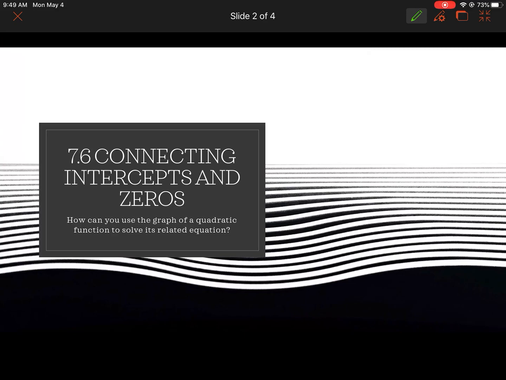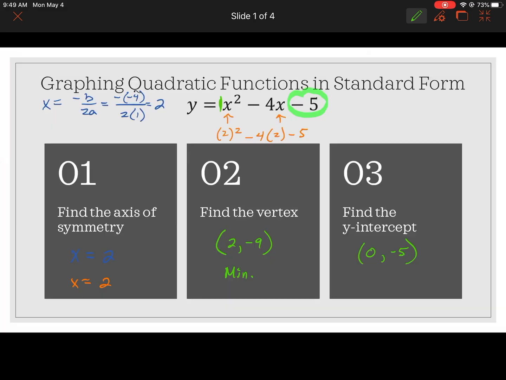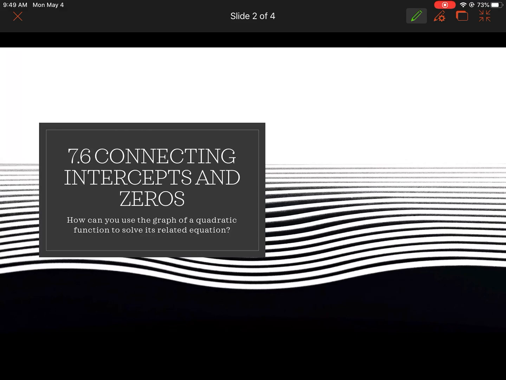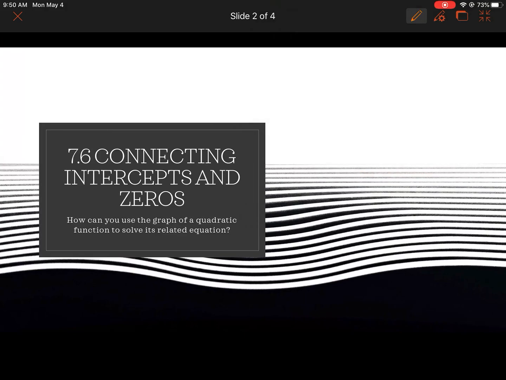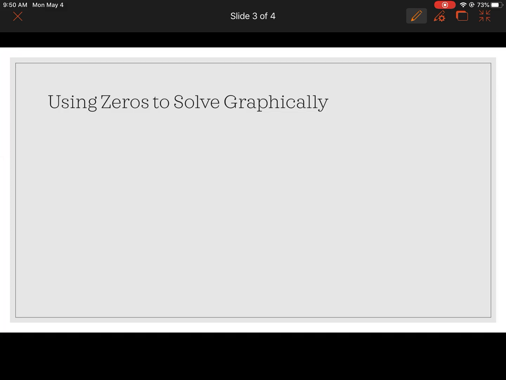Our main points when we start applying these concepts to real situations are going to be, let's back up a second, the vertex, an important point. Our y-intercept usually tells us where things start from. And then thirdly, our x-intercepts, or our zeros. Okay, very important piece of information as we solve. So let's talk about how we can use the graph to solve its related equation. So let's talk about how to use the zeros to solve graphically first.